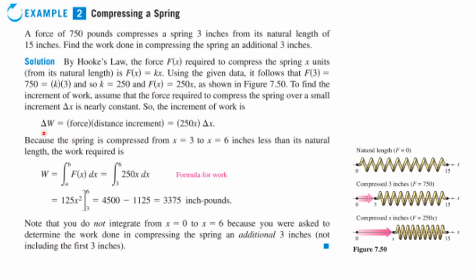And it's useful to think about what happens in a small segment of work. If we had a force at a point x, that would be 250x, and if I change it by just delta x, I get that. So in the limit, I'm going to be integrating from 3 to 6, 250x dx. I integrate this, pull out the constant, add 1 to the exponent, divide by the new exponent, do the calculation, and I get this, and these are inch-pounds in this case. Now note that we did not integrate from 0 to 6 because you were asked to determine the work done in compressing the spring an additional 3 inches, not the first 3 inches.